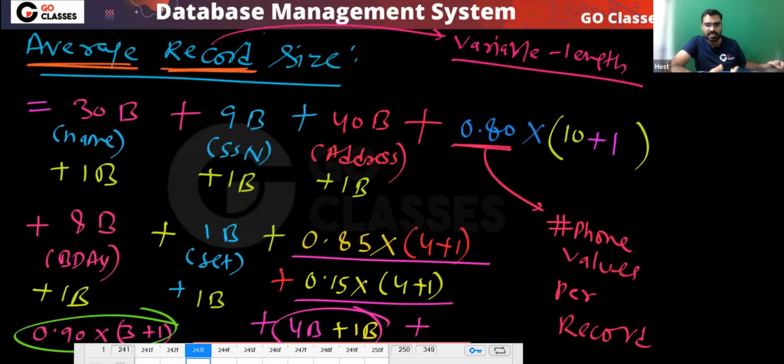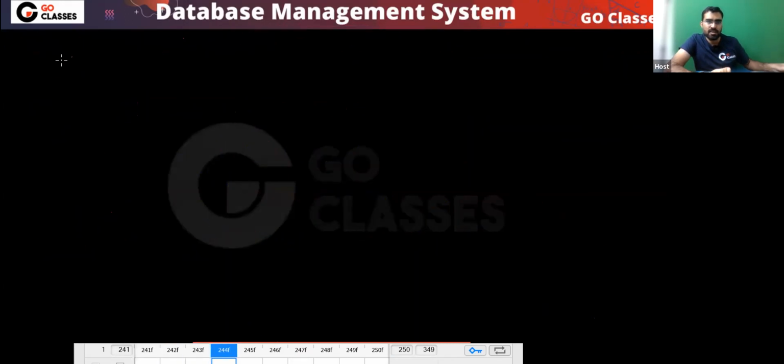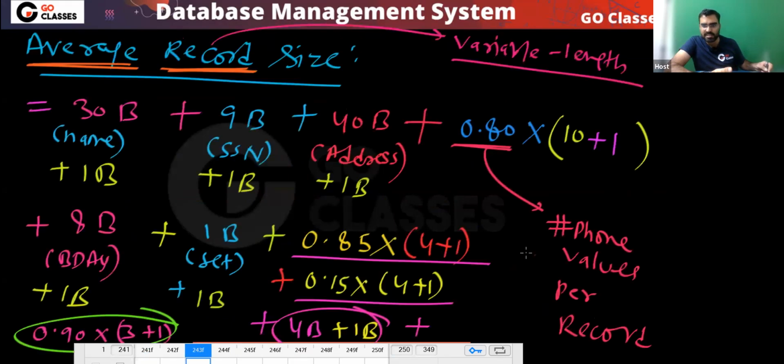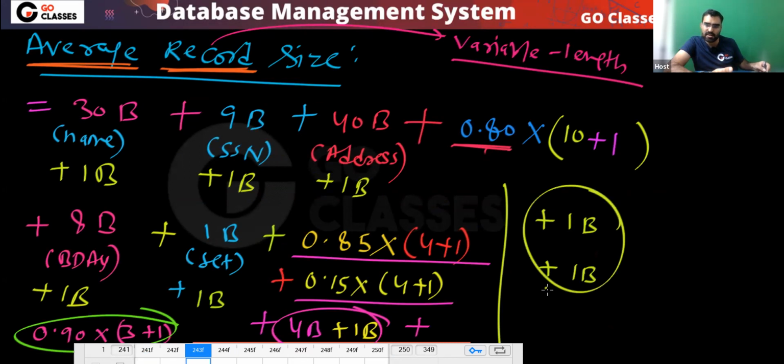And remember, some more things are there. What are those? 1 byte for deletion marker and 1 byte for end of the record marker. Okay, so there are some extra things in the record size. These are the extra record header. 1 byte for deletion and 1 byte for end of record. So these 2 bytes are extra.